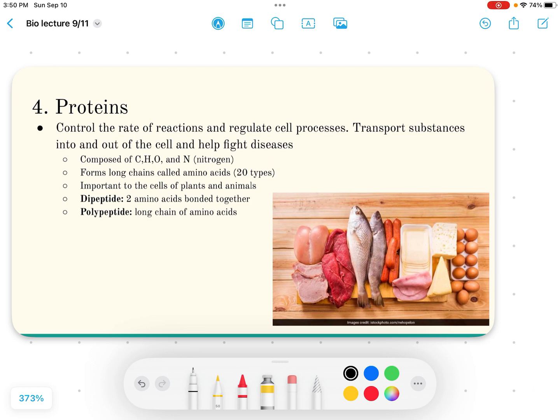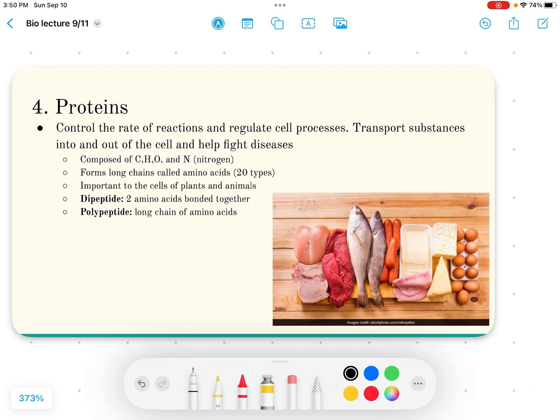So everything else we've talked about so far has only been carbon, hydrogen, and oxygen. So proteins are special with that nitrogen. They form long chains called amino acids. So if you ever hear an amino acid chain, there are 20 different types of amino acids that can be made through these proteins. They're important to cells of plants and animals. Again, they give us a lot of structure, help us fight off diseases and move things in and out of the cells and around the body.